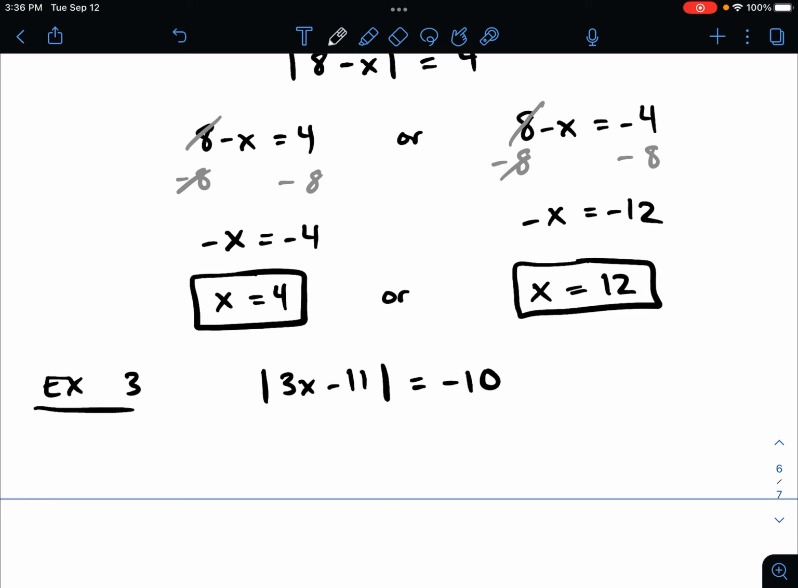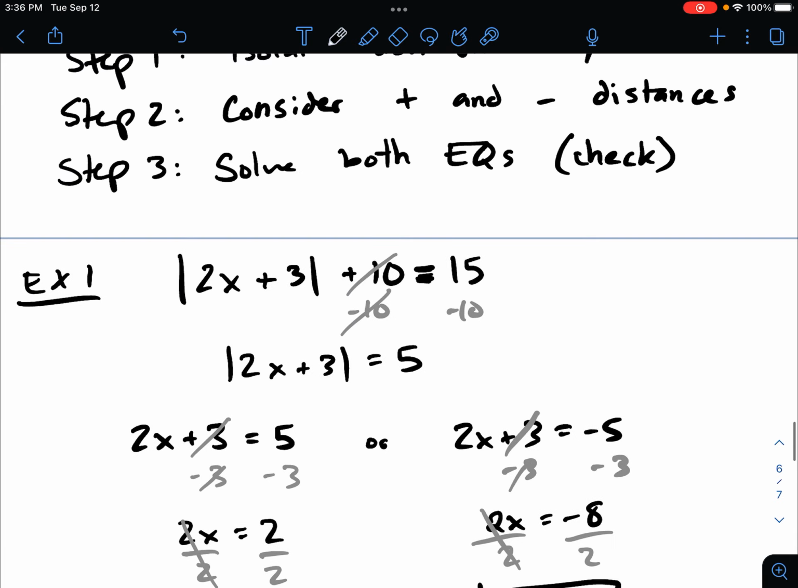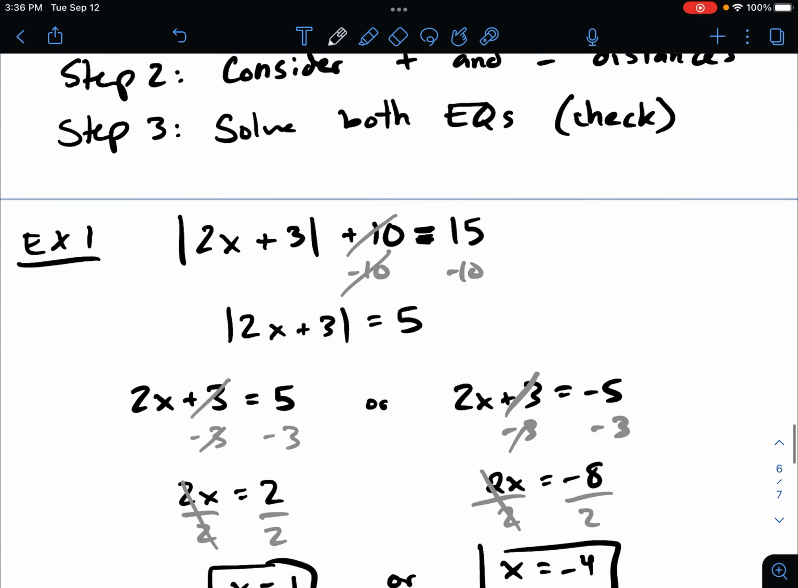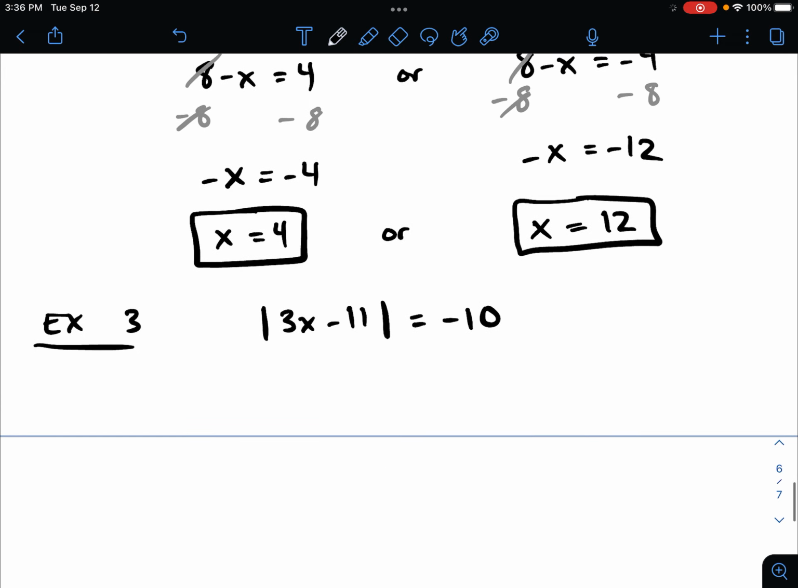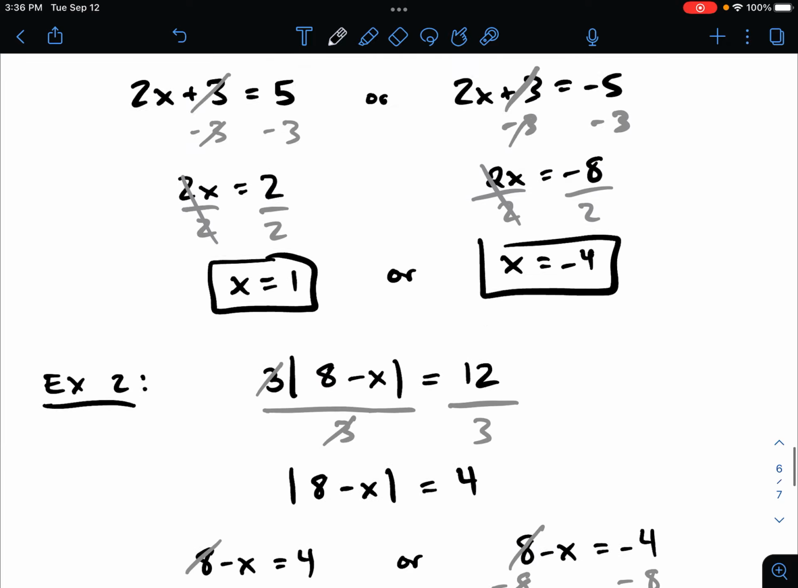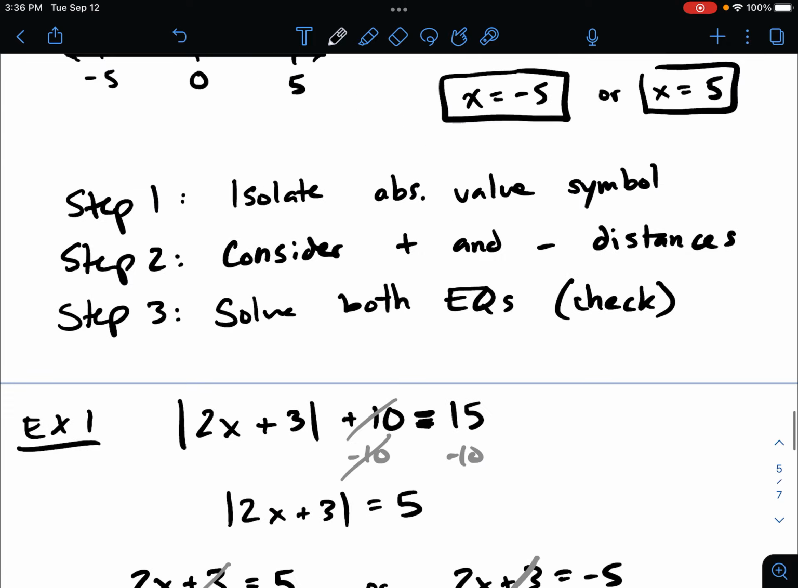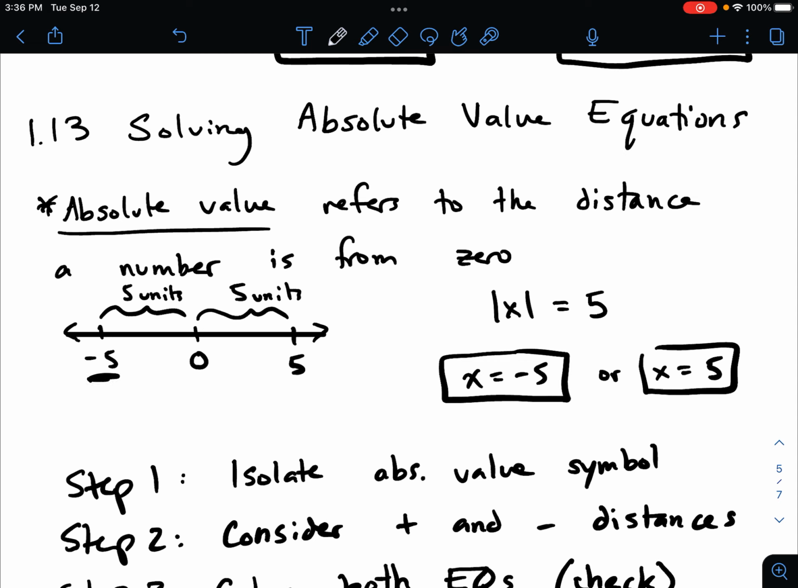Now this problem is nice because it's actually already isolated over here on the left. I don't have to divide or multiply or add or subtract to isolate this absolute value. So now I'm looking at step 2, which says to consider both the positive and negative distances. Now we run into an issue, because distance is always a positive value. If we think back to that number line, 5 is a positive 5 units away from 0, and negative 5 is also a positive 5 units away. We don't talk about distances as being negative distances.